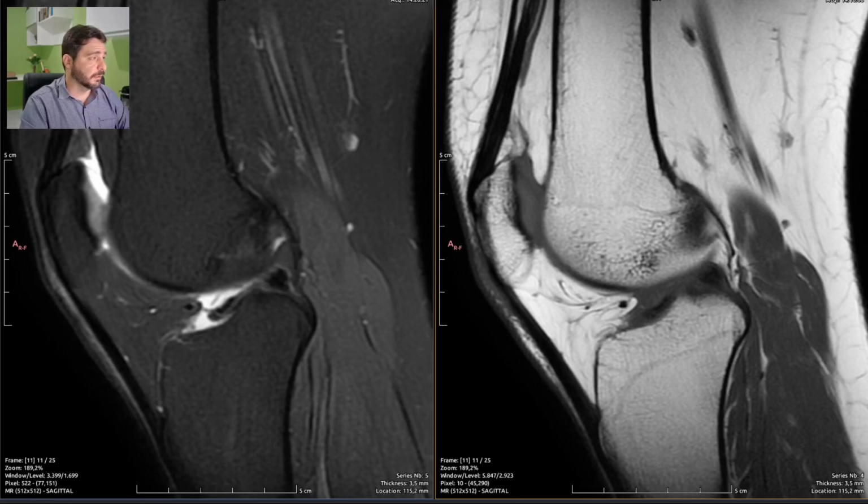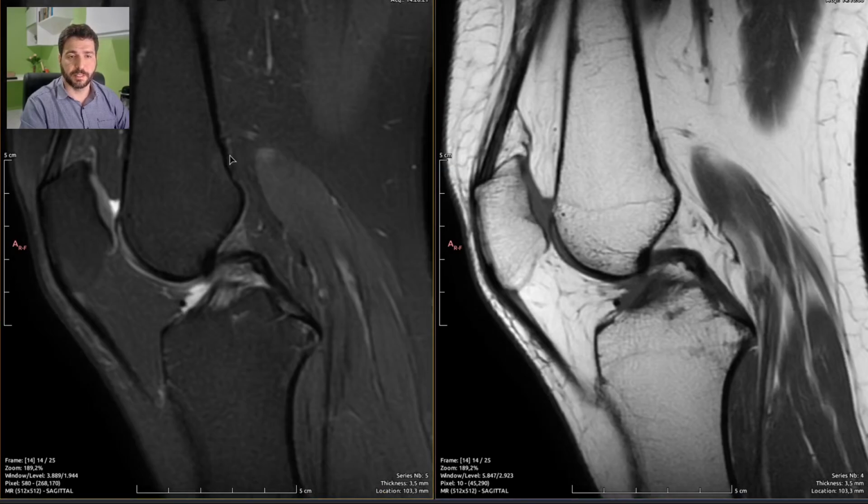So let's get started. This is a right knee. It's a female patient, 41 years of age. She says her knee is painful. Also, she is going through a breast cancer treatment. So, painful knee, breast cancer.